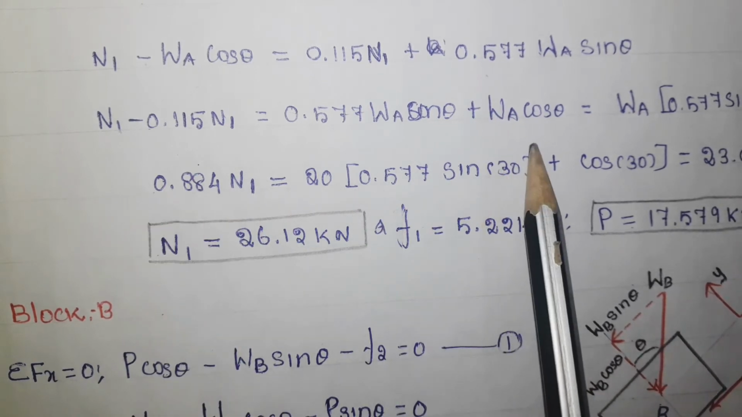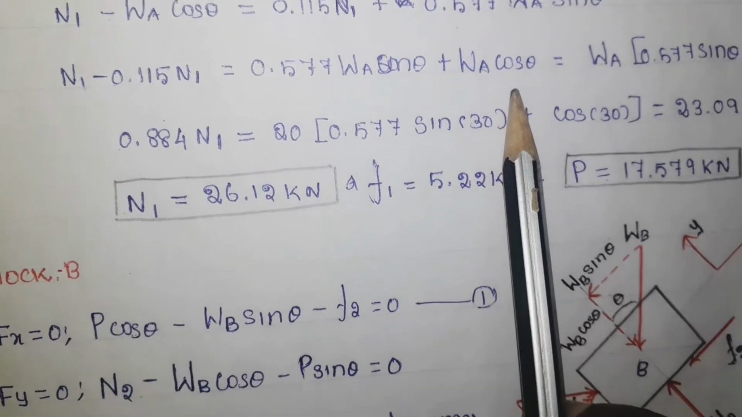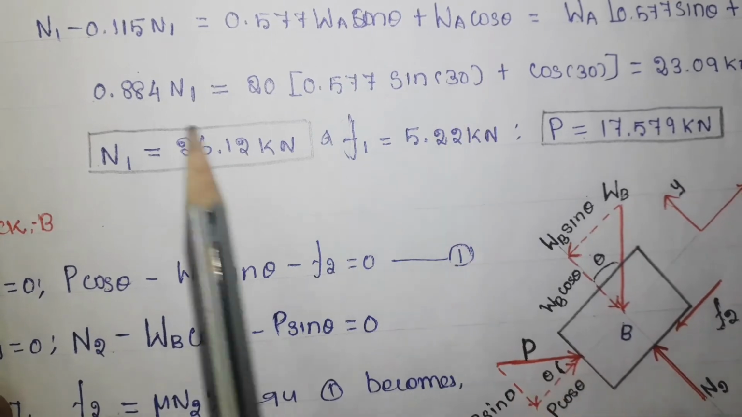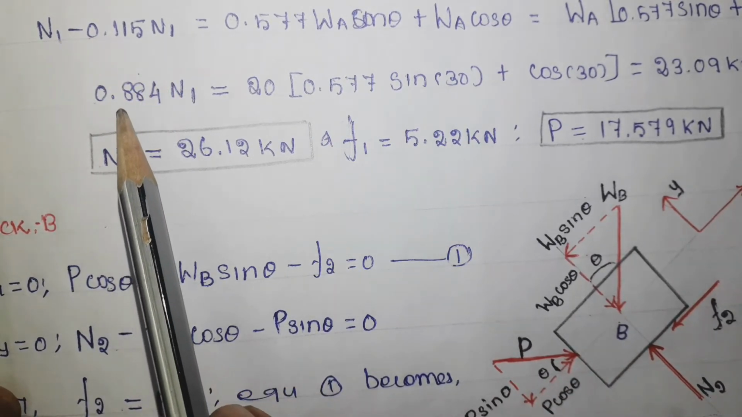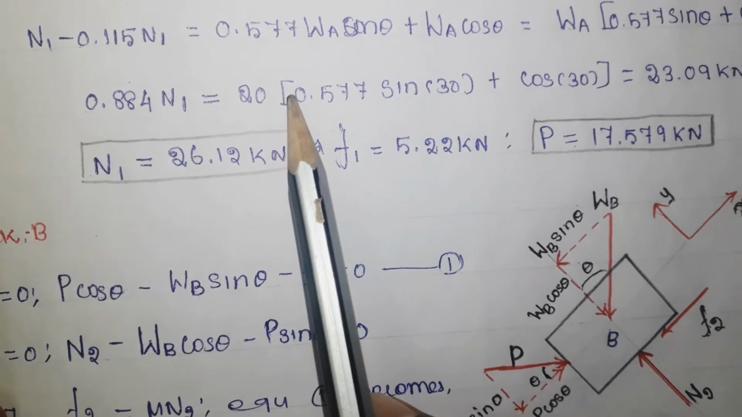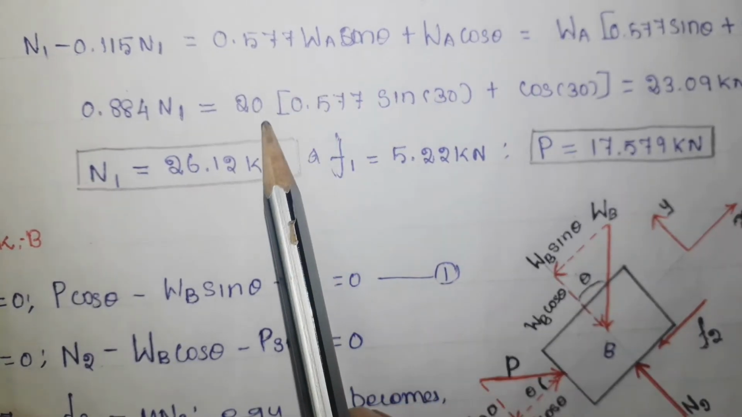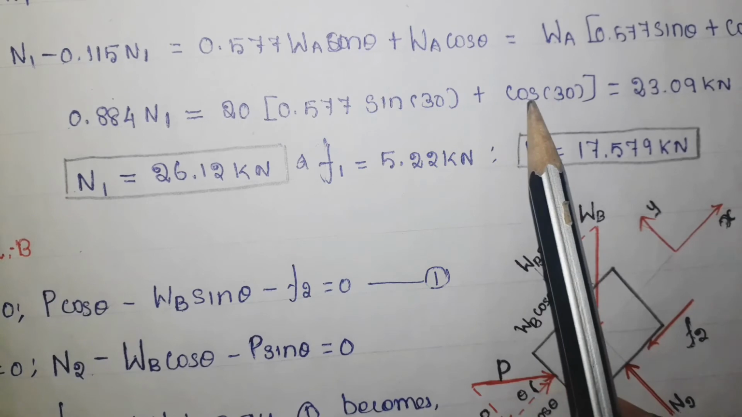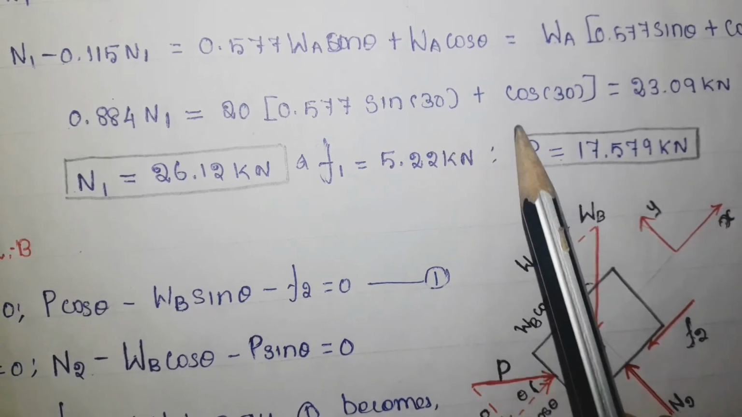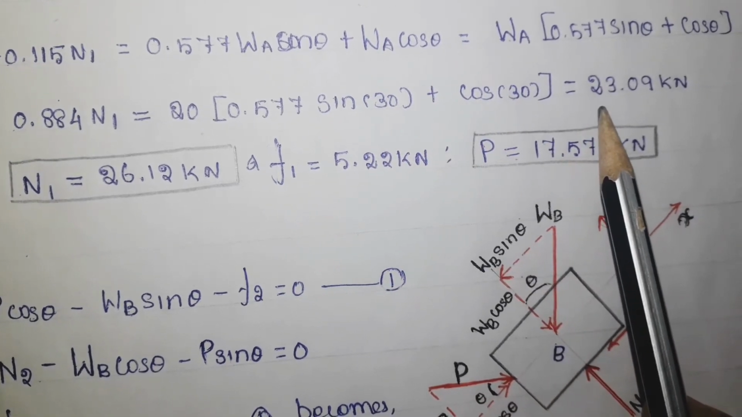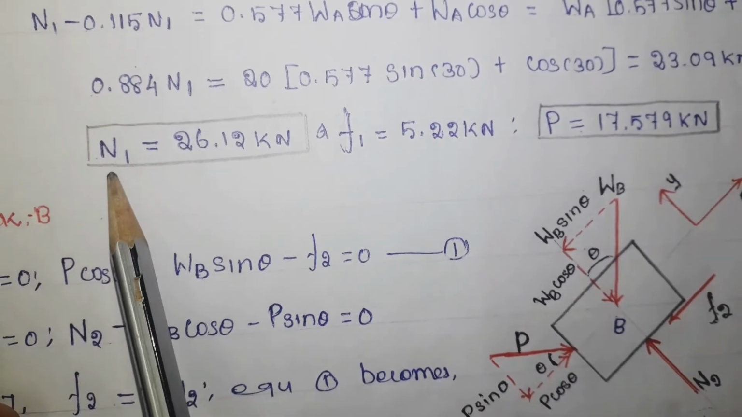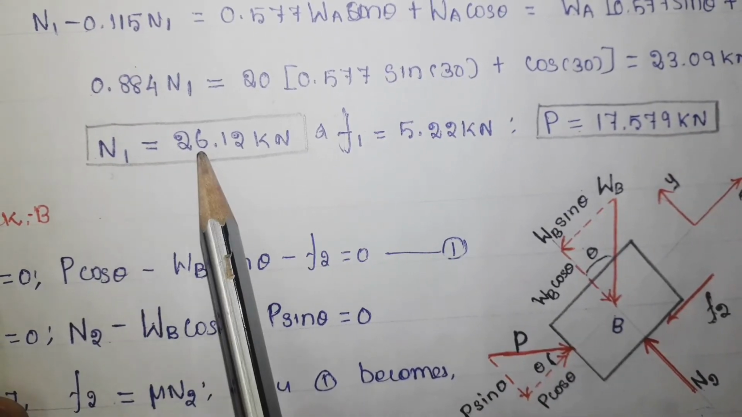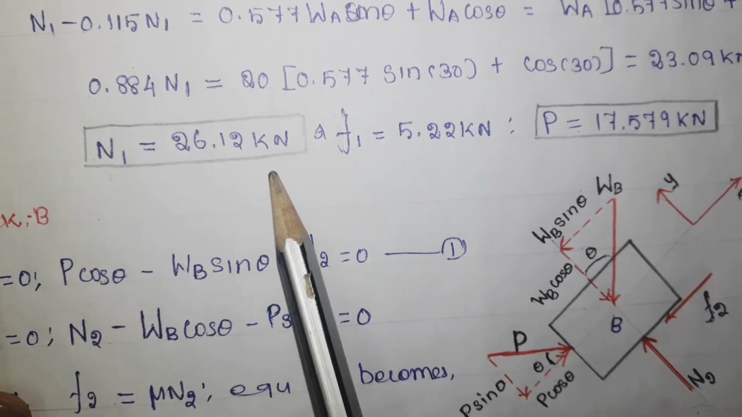So now this equation will become something like this, and you just substitute the values. N1 minus 0.115 N1 will become 0.884 N1, and in the place of WA just substitute 20, and in the place of theta substitute 30. So finally you will get the answer for something: 23.09 kilonewton. From this one you can get the answer for N1, which is equal to 26.12 kilonewton.